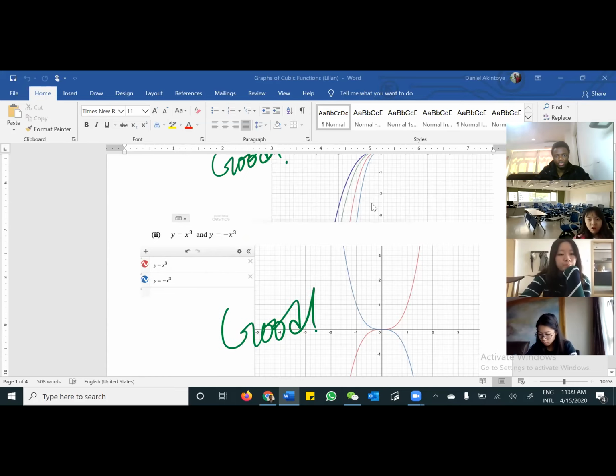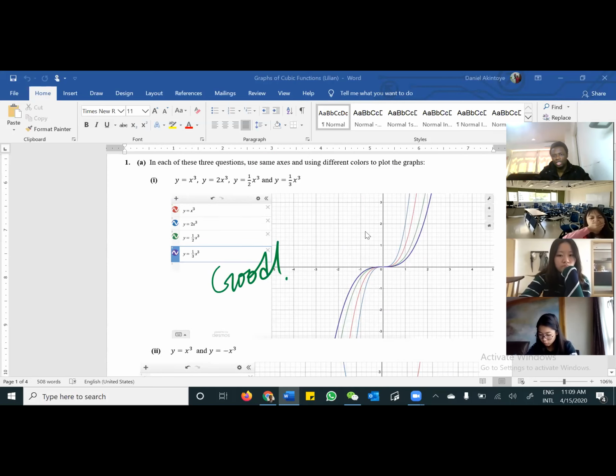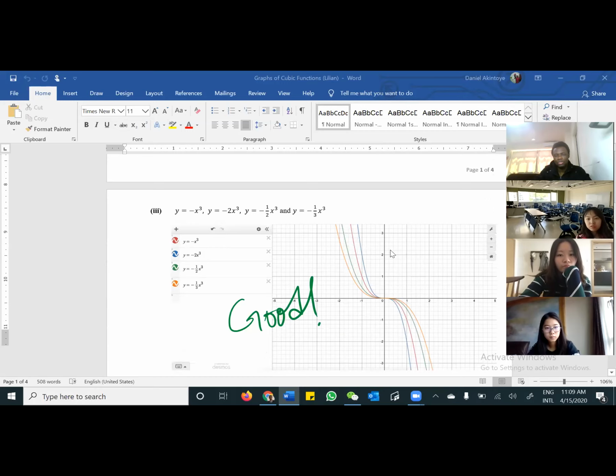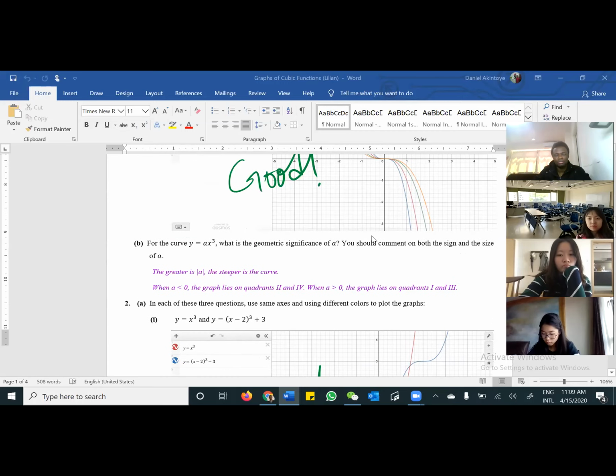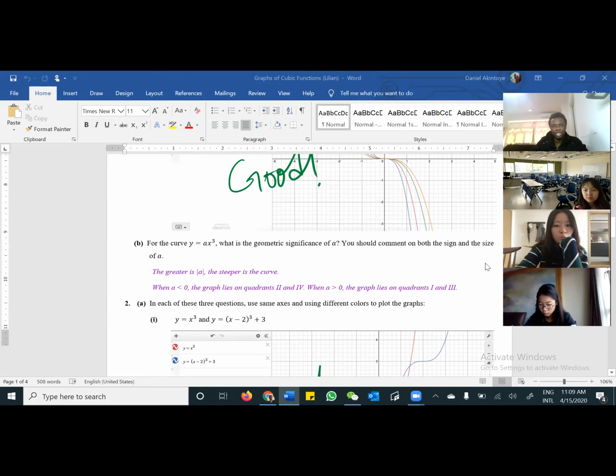Compare this to the first one, you could see that they are just reflection along this line. Okay, if you reflect the first one along this line, you get these ones. And there is just a difference of negative. So negative does that. So one of the conclusions that I like is this.